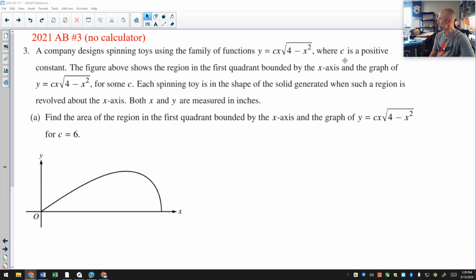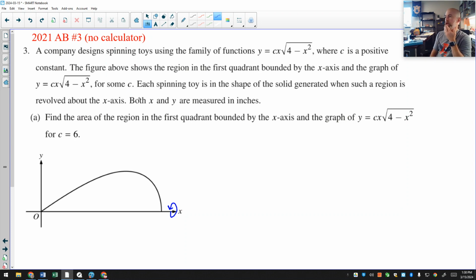They threw in a constant, C. That's a scary thing. Students generally don't like that. Why don't you just put a 4 in there? I don't know. Each toy is the shapes generated when this region is revolved around the x-axis. So we are revolving this. So we should already be thinking there's a volume question coming up somewhere if we're revolving this.